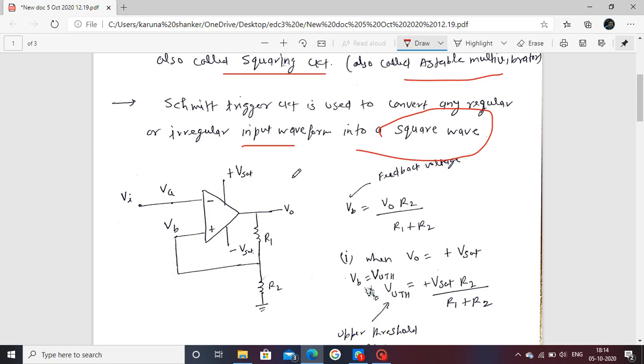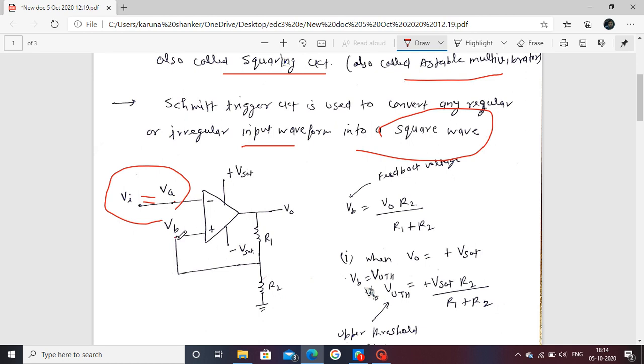This is the circuit of the Schmitt trigger. Input is applied here. We consider a sinusoidal voltage applied at this terminal. We consider here VI and VA: whatever the VI, this is VA, both are equal. You see the both terminals have the same connection, that's why VI is equal to VA. Just as a symbol parameter, VI is equal to VA. This terminal is VA. This terminal we consider the voltage VB.